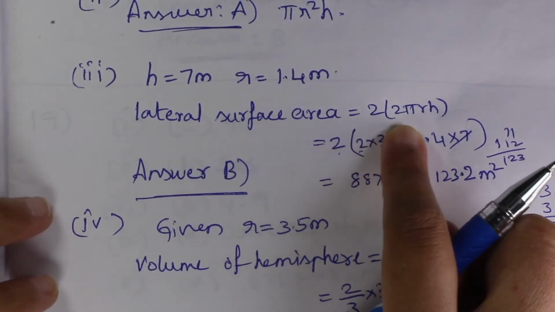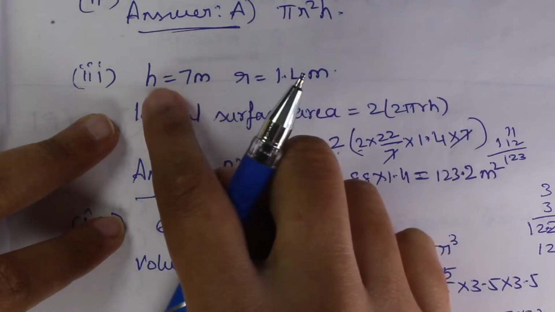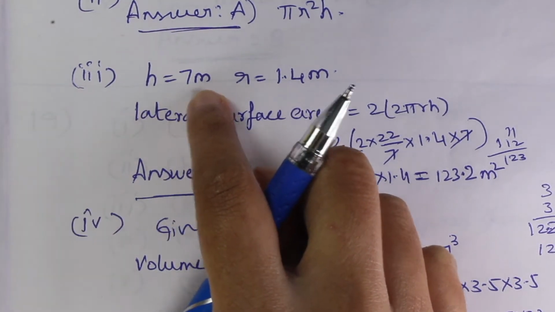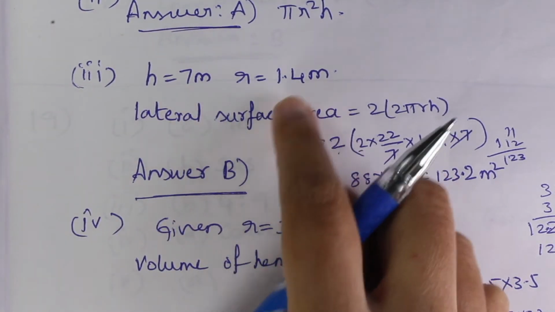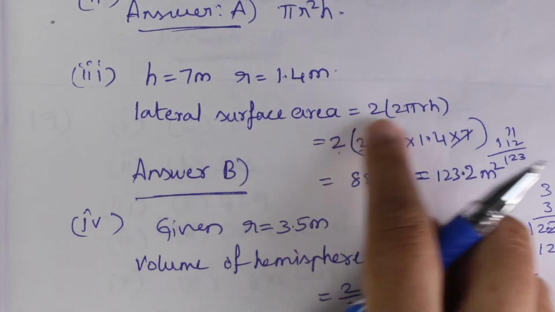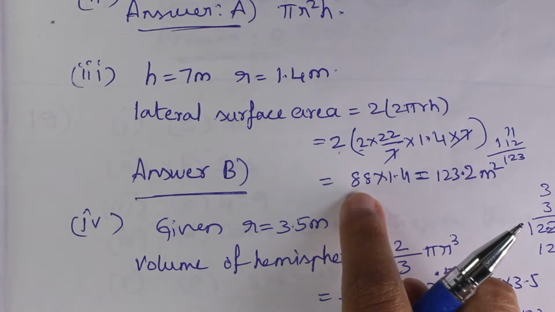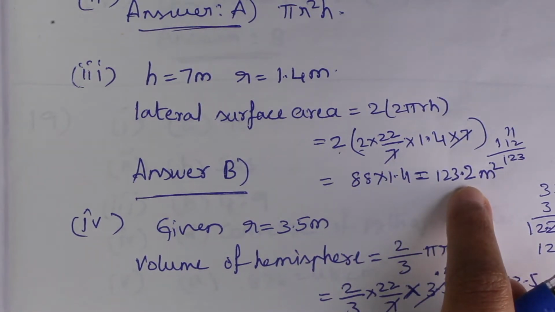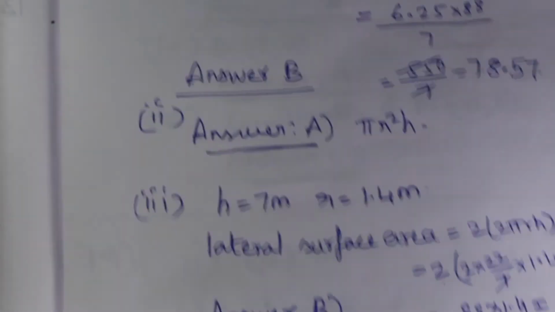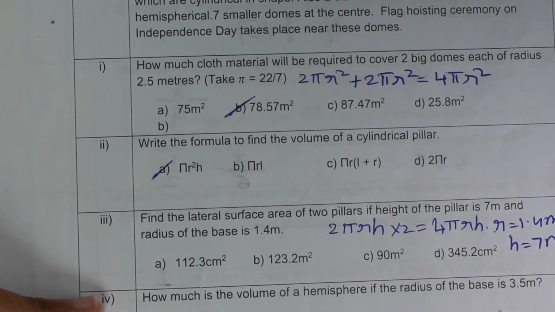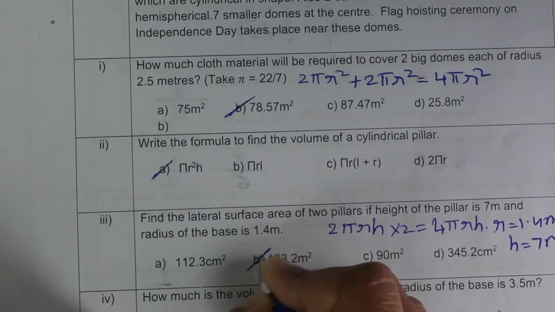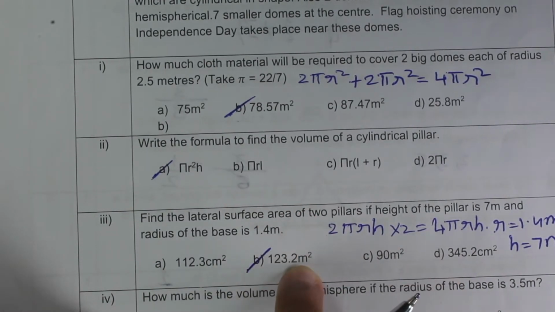2 into 2 pi r h. Height is given, height is equal to 7 meters, radius is equal to 1.4 meters. So the lateral surface area of two cylinders becomes 2 into 2 pi r h. That is equal to 123.2 meters square. So the answer is B, 123.2 meters square.